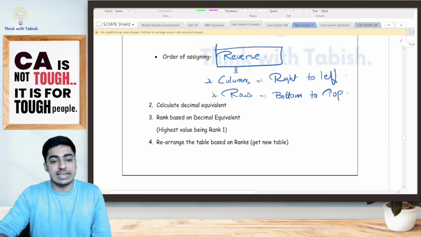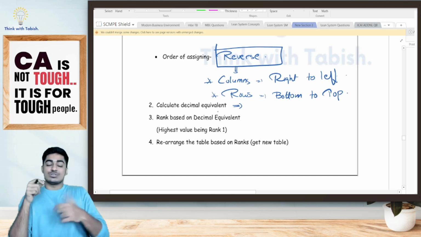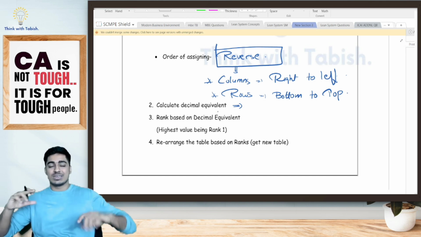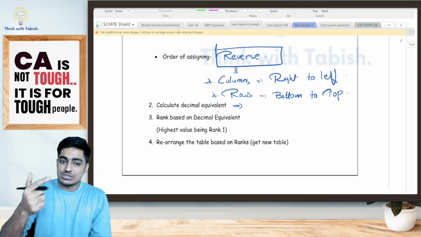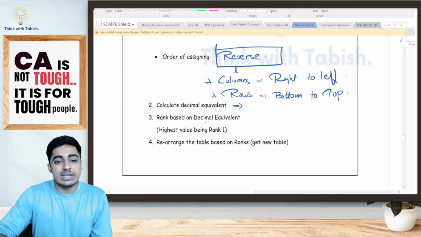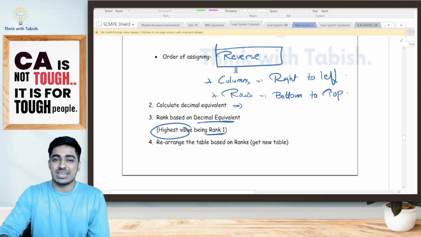I need to calculate my decimal equivalent. How are we calculating decimal equivalent based on the binary weights? That we have shown in our first and second table. If you have machine P1, P2, all of that, practically also we have written. So calculate decimal equivalent. Based on that, give rank to your decimal equivalent. The decimal equivalent having the highest value will be given first rank.